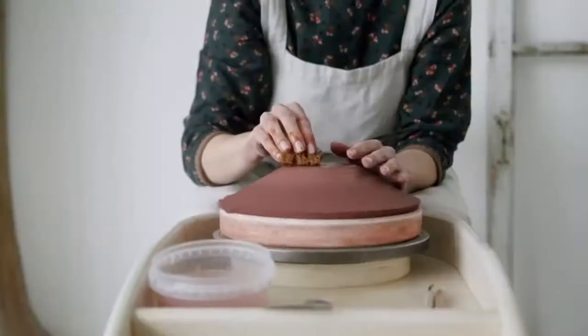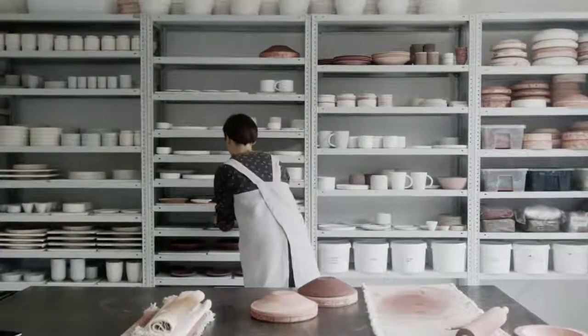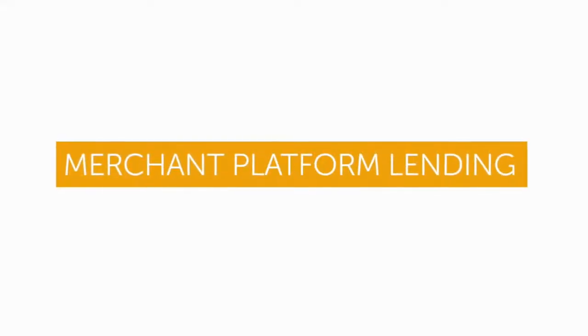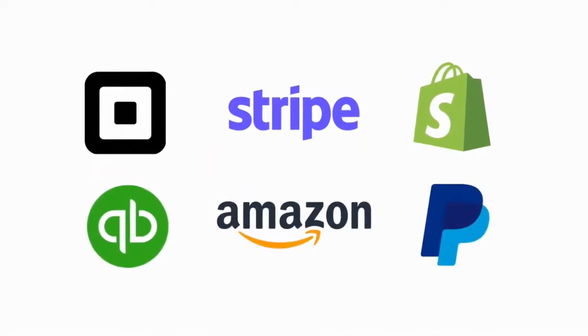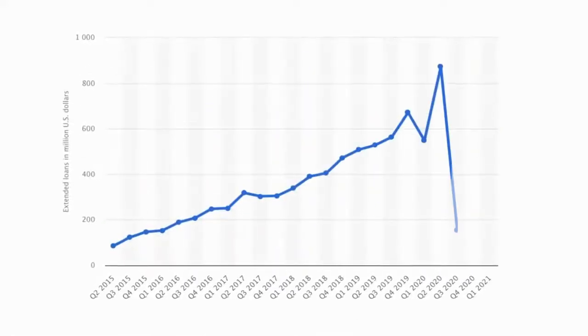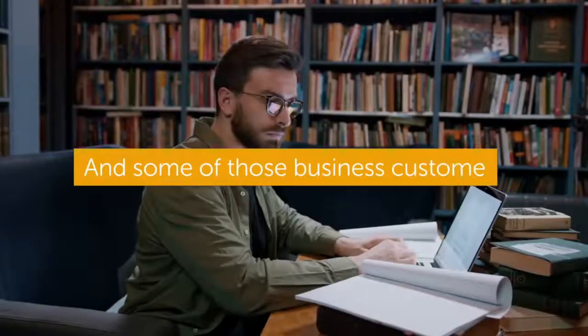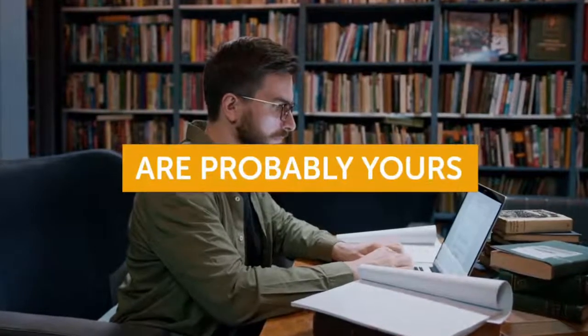Small businesses are hungry for capital, but where they're getting it from today looks very different from a few years ago. It's called merchant platform lending. You know all the players, but you might not know just how big it's gotten. For example, Square lends around $3 billion a year to merchants using their platform. And some of those business customers are probably yours.